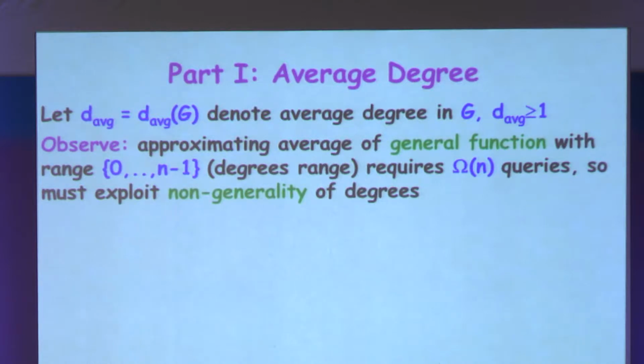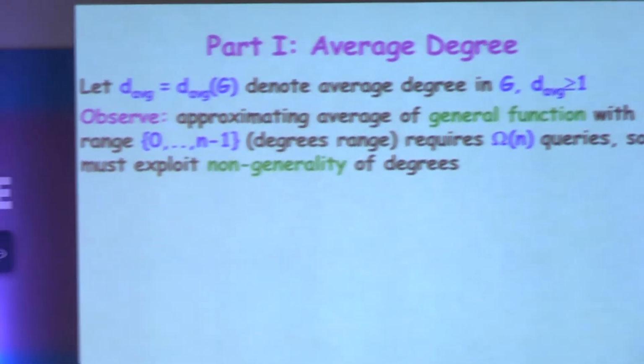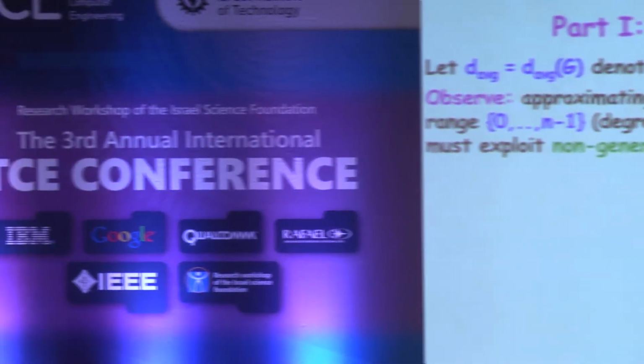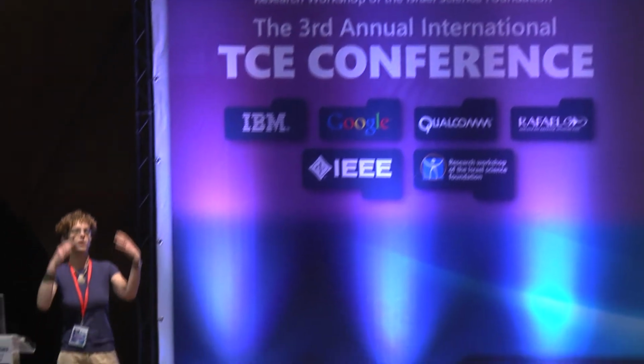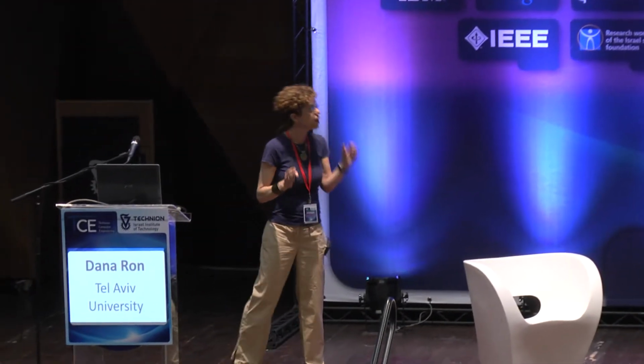If we forget that it's a graph and just think of it as a function, then we would be in trouble, because the range of the function is between 0 and n-1. For a general function, if we want to estimate its average well, we would really need a linear number of queries, because there can be very few places where there's a very large value, and everywhere else it's 0 or maybe 1, and then you have to hit those places in order to get a good estimate. But we're talking not about a general function, but a function defined by degrees of vertices in a graph. So we're going to exploit this non-generality.